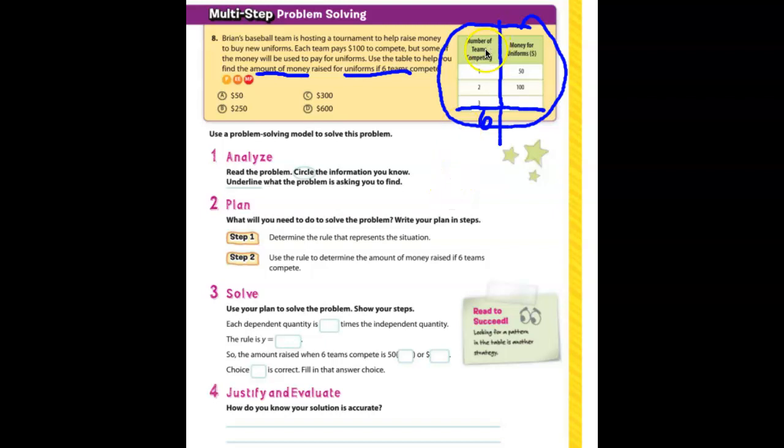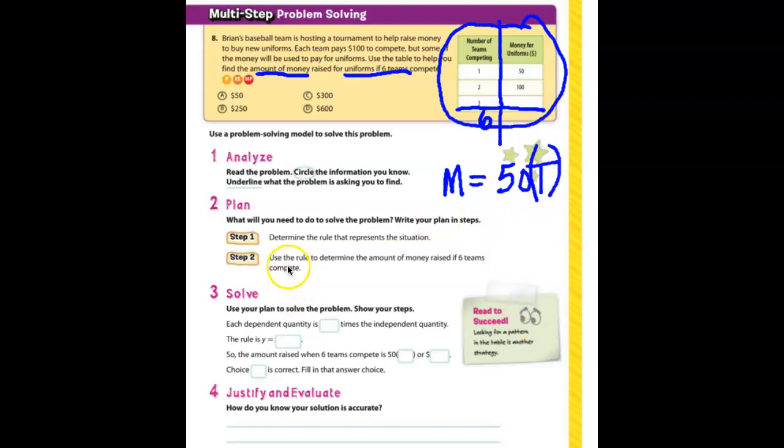So the number of teams and the amount of money. For the amount of money, I'm going to use M as the variable. The money depends on the number of teams, and I'm going to put T here as that variable. In order to figure out how much money, the rule was multiplying by 50. So this is my equation. The money is going to be equal to $50 times the number of teams, okay? And I'll go ahead and put that in parentheses to make it a little bit more obvious.